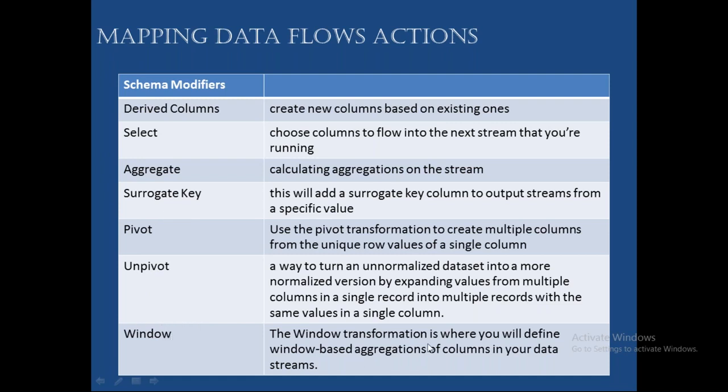Next, window transformation is where you will define a window-based aggregation of columns in your data streams. Window is basically very much like an aggregate. By using the window function also, we are going to do some kind of partition by, and if you want to generate some row numbers, right? To remove duplicate records and all those things, you can go with the window. Based on the window, you are going to generate row number, rank, or something else. Basically we will generate the row numbers and we will remove the duplicate records.